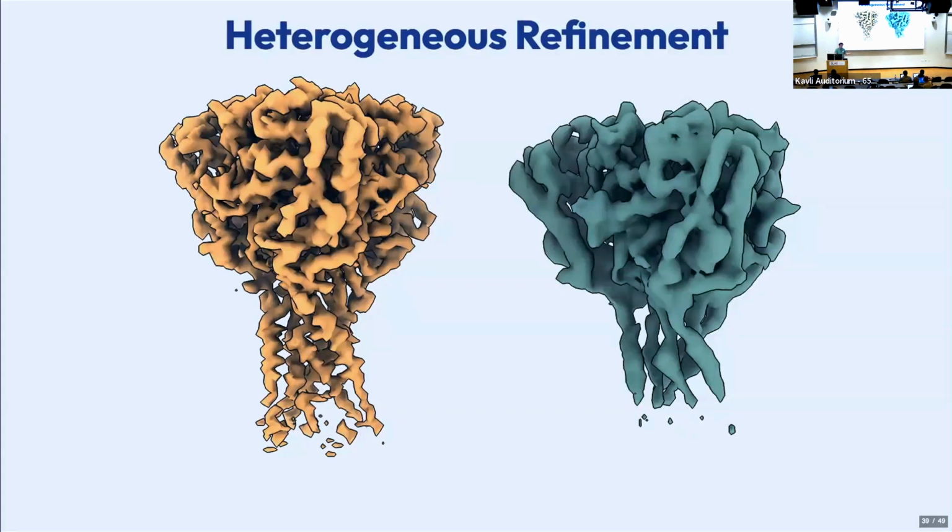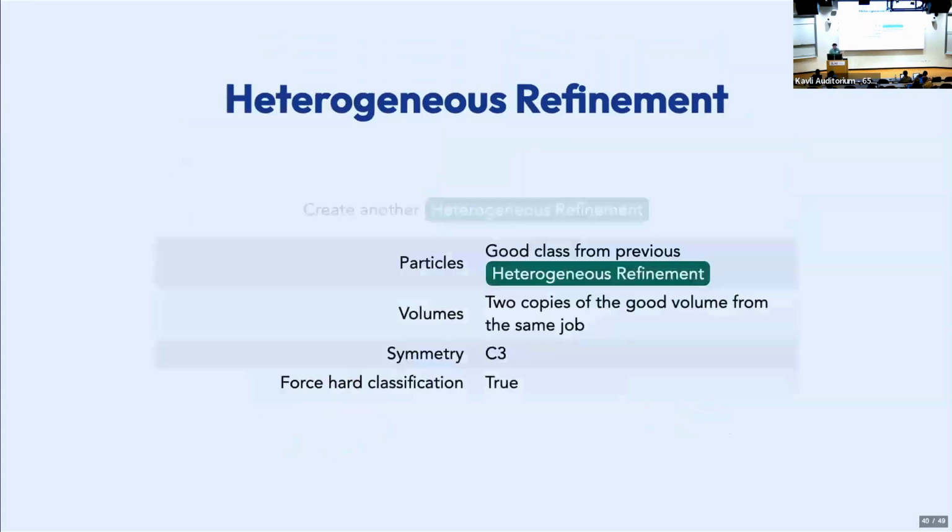In this case, what we want is to get really good maps of both of the states and really try and characterize the ligand binding as much as we possibly can. And because of that, if I were a grad student and this were my project, I would be sitting at the computer and, okay, I found this class, let's run another heterogeneous refinement. Okay, I ran another heterogeneous refinement.